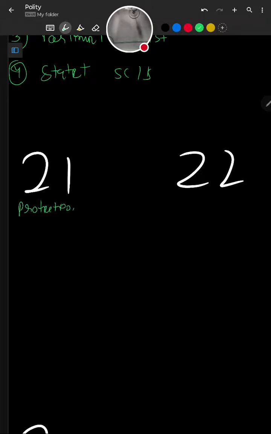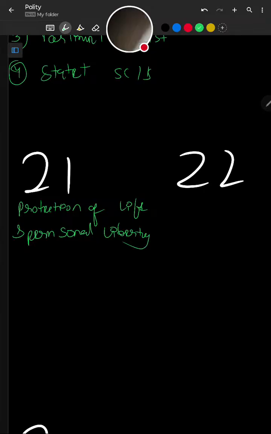Protection of life and personal liberty. That is Article 21. And there is another one, 21A. We also did this in the schedules, I think.